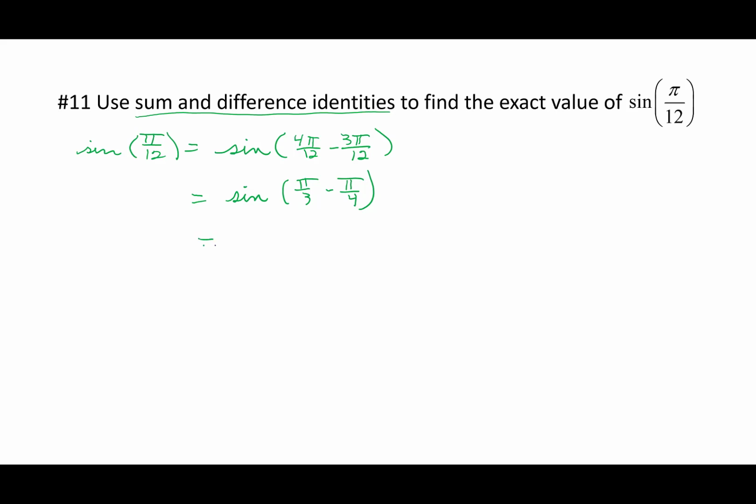And then we'll use our difference identity for the sine to write this as sine of pi thirds. Remember, the sine is the sharing function. It shares this first position with the cosine. So sine pi thirds, cosine pi fourths, minus, the sine gets to keep its minus, and then we have cosine of pi thirds, sine of pi fourths.